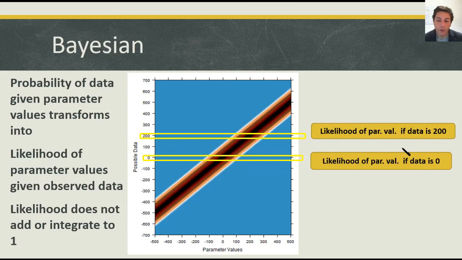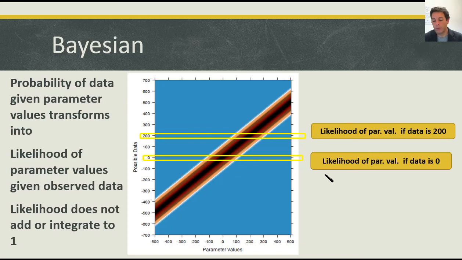Okay, so if we observe that the data is 0, then this is the likelihood of the data, or likelihood of the parameter values. If the data is 200, then we look at this, and this is the likelihood.